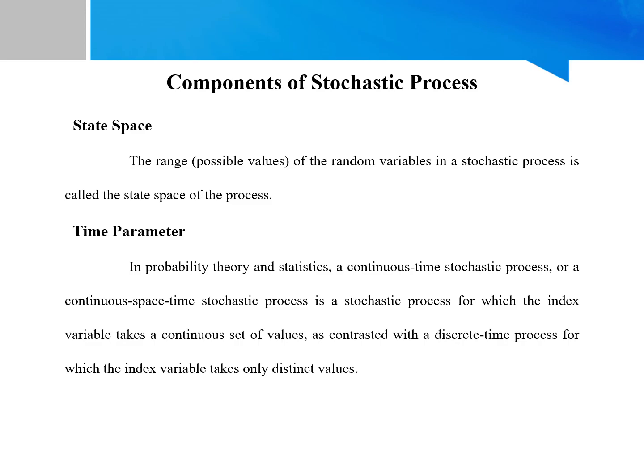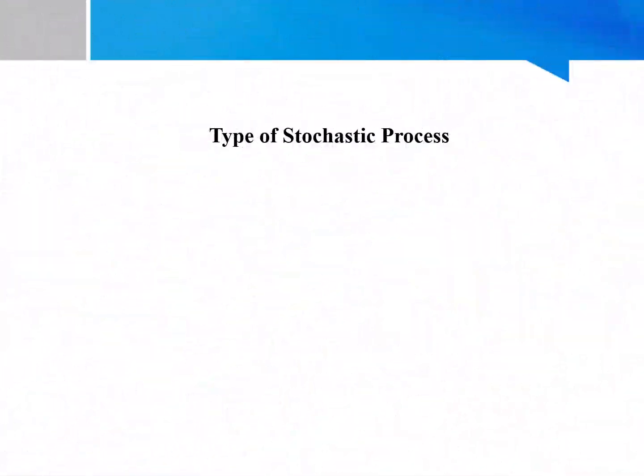Now we go for the types of stochastic process. There are four types of stochastic process. The first is discrete time, discrete state space stochastic process, that is, the outcome of the random variable will be discrete, and the time period will also be discrete. If both the components are discrete, then it is a discrete time, discrete state space stochastic process.